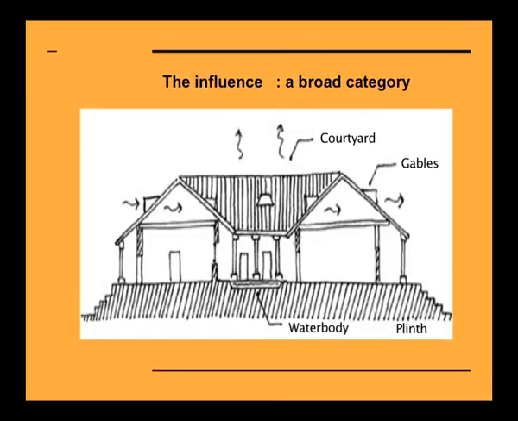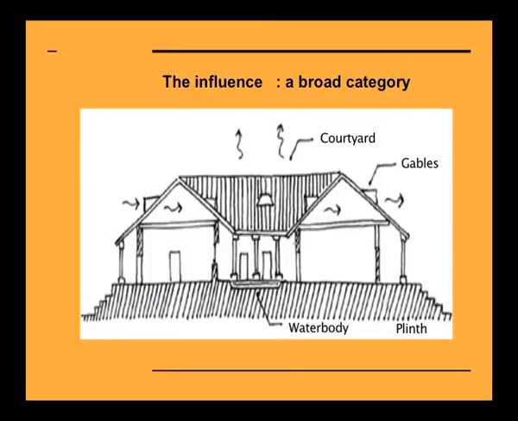The next image is more relevant to the Indian context. If you notice, you look at courtyards, gables, water bodies and the plinth. These are direct responses. You raise the plinth so that you can capture the wind. There is a water body which shows that it is a reaction to the climate. In order to cool the temperature of the zone, there is a water body.